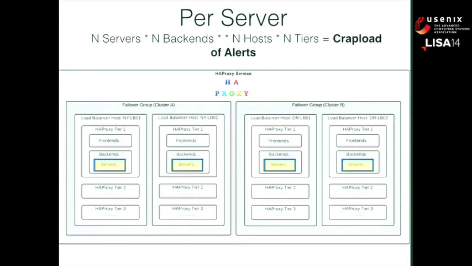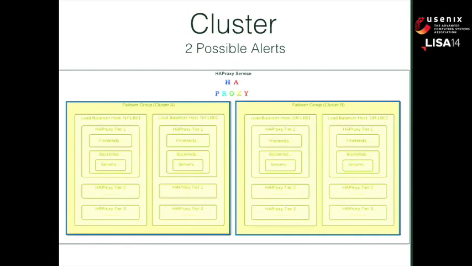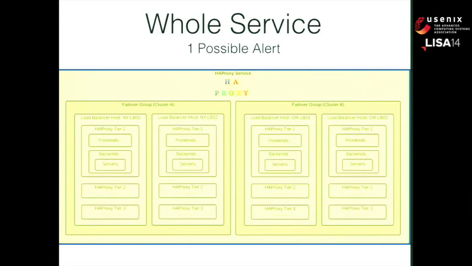If I do it per server, then I'm going to have N servers, N backends, N hosts, N tiers, and that's just going to be a crap load of alerts. One thing could go wrong and I'm going to get 40 emails or something like that, and that's what we want to fix. Backing out again, I could do one per cluster, which is two possible alerts, or I could do the whole service, which is one possible alert.